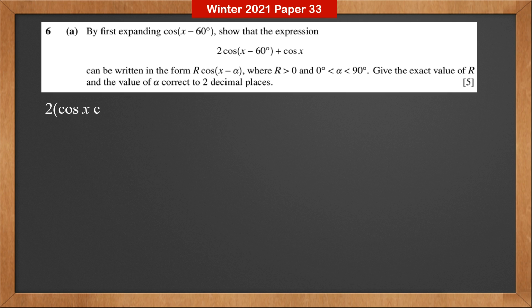We can expand cosine(x - 60) into cosine x cosine 60 plus sine x sine 60. And 2 times this plus cosine x. Cosine 60 is a half. Sine 60 is root 3 over 2. Therefore, it's equal to 2 cosine x plus root 3 sine x.